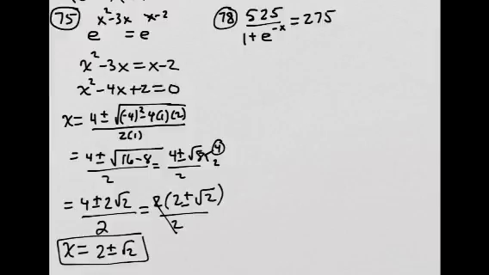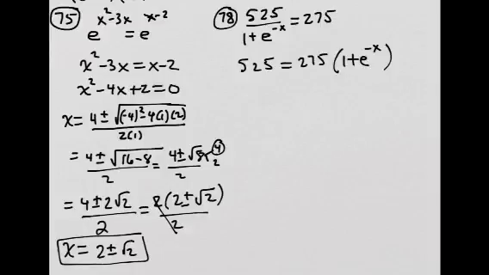Okay, so first thing I'm going to do is get rid of the denominator by multiplying both sides by it. So I'm going to take this here and then multiply it over here on this side and then over here on this side. So then I have 525 equals 275 times 1 plus e to the negative x. Okay, so I multiplied both sides by the denominator.